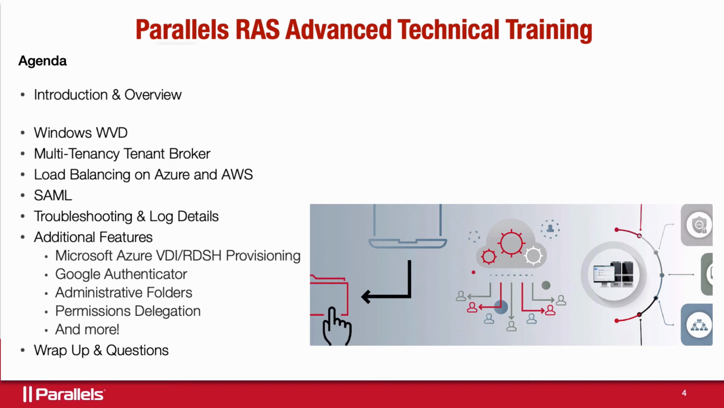We'll talk about load balancing on Azure and Amazon Web Services. We're going to go through SAML, troubleshooting and log details, and then there's a bunch of additional features as well. Microsoft Azure VDI and RDSH provisioning, Google Authenticator. I want to show how OTP passwords or two-factor authentication works.